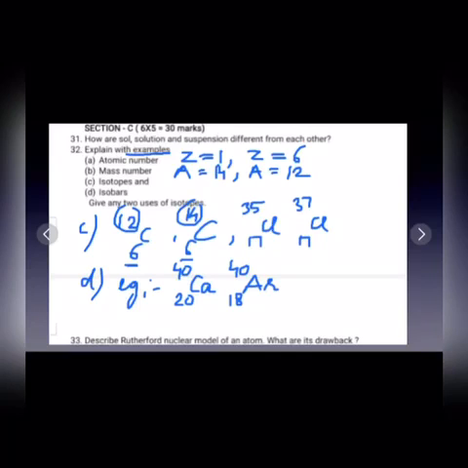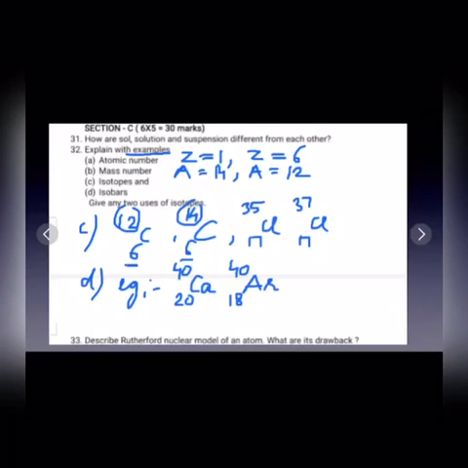Basically Rutherford experiment is divided into 3 parts. First is the observations, then the conclusion, and then finally the model. So in this question the nuclear model has been asked. So you have to give the 3 features or postulates of the Rutherford nuclear model, which is basically that there is a positively charged center in an atom which is called nucleus.